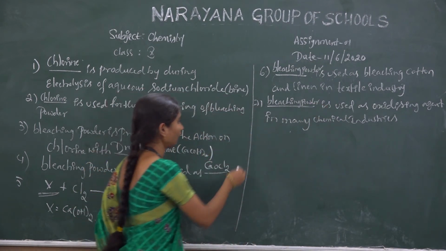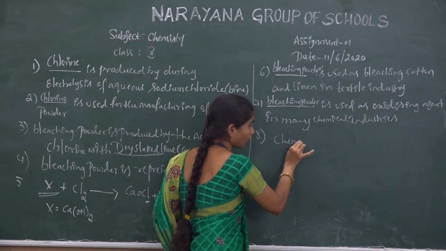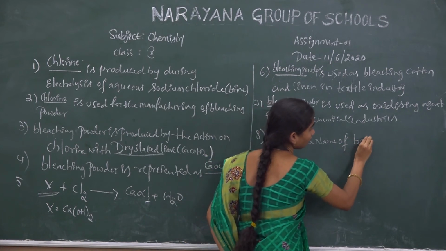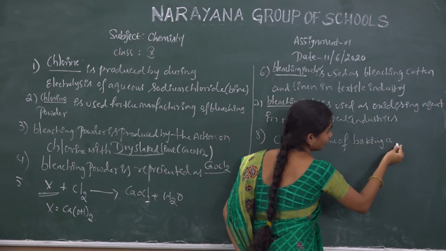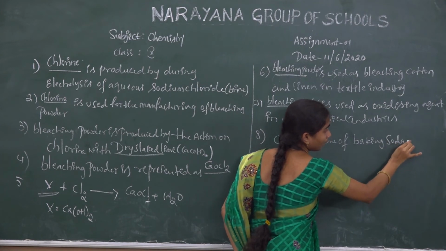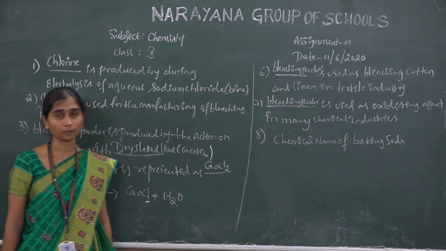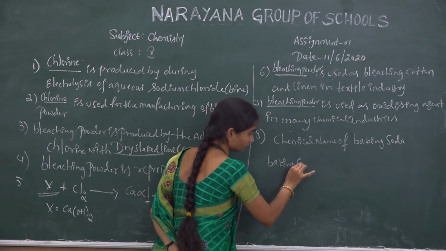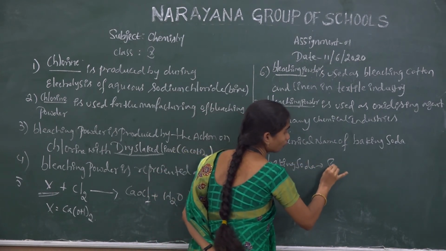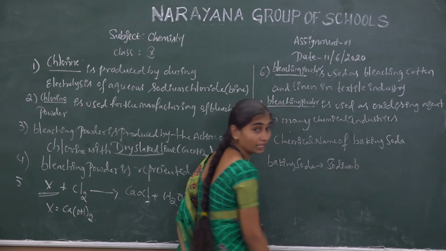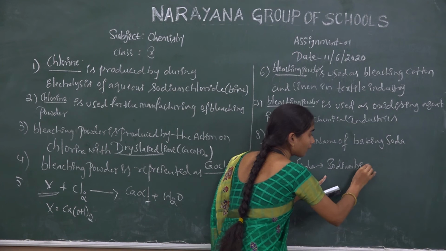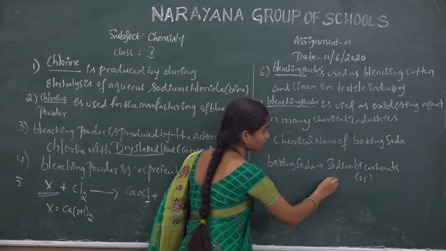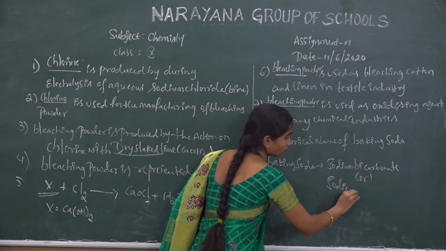Right. So the next one, if you see that. The chemical name of baking soda. What is the chemical name of baking soda? Okay. So, if you see this, baking soda is also known as sodium bicarbonate, or even we can call it sodium hydrogen carbonate. These are the chemical names we used to say.